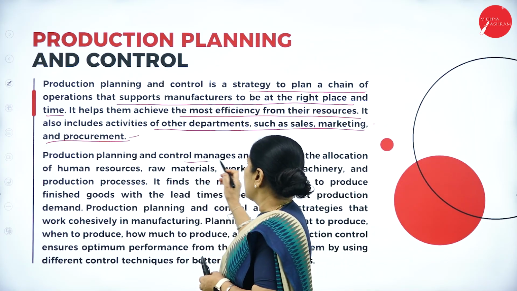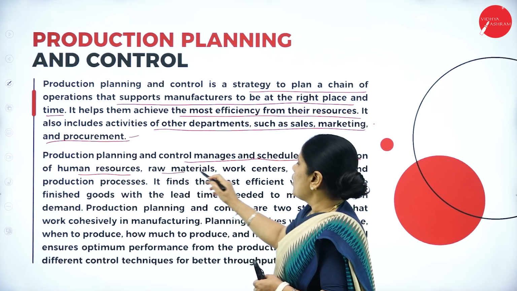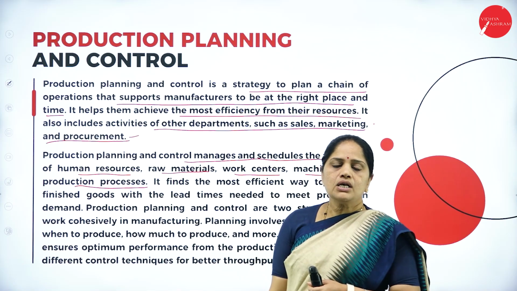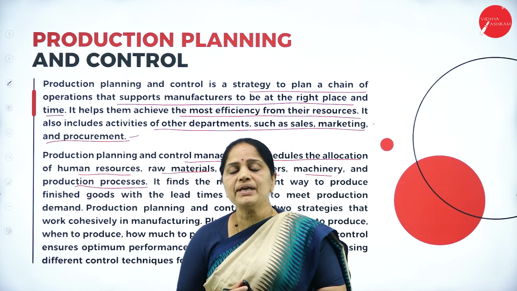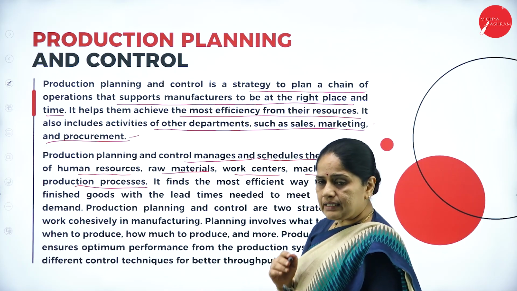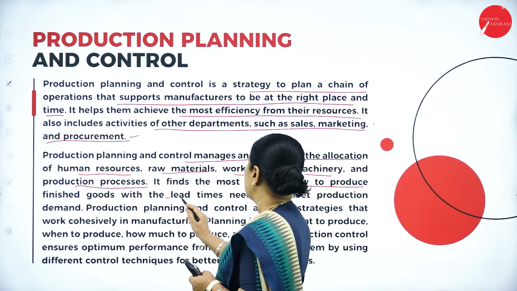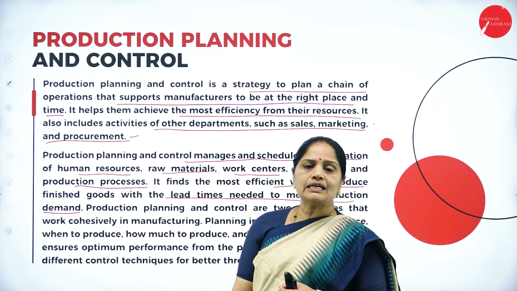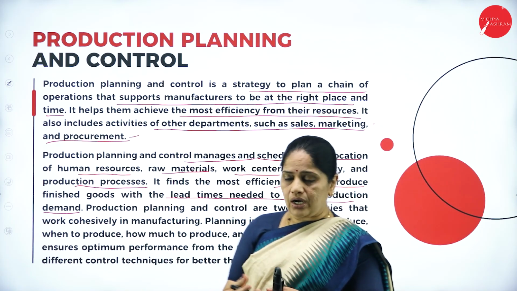Production planning and control manages and schedules the allocation of human resources, raw materials, work centers, machinery and the production processes. Depending on the type of products being produced in the organization, there will be an allocation of the raw materials, human resources, machinery and the processes. It finds the most efficient way to produce finished goods with the lead times needed to meet production demand. So with proper planning and control, whatever the demand for the product, it can be met on time.